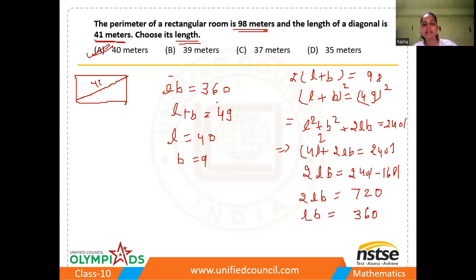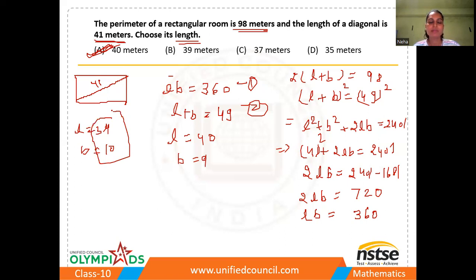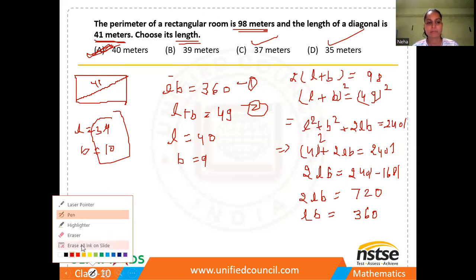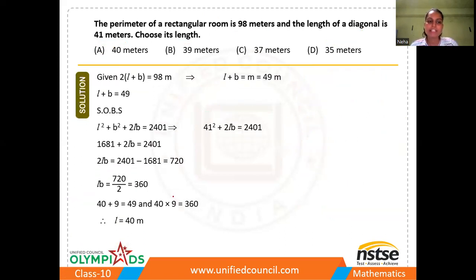Okay. I can use a different method also. Here I can use the hit and trial method. First I am taking length equal to 40. So breadth becomes 9 and it satisfies both my equations. This is equation number 1, this is equation number 2. Now I can take length equal to 39. So breadth becomes 10, then only the sum will be 49, right? But the multiplication is not 360 in this case. Next, I can take 37. This is also not correct. If I take 35, this is also not right. So I can say option A is your right answer. Sometimes at this moment, we can think that now we have the addition and we have the multiplication.